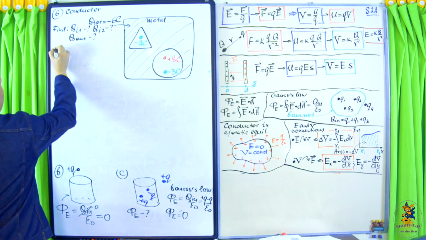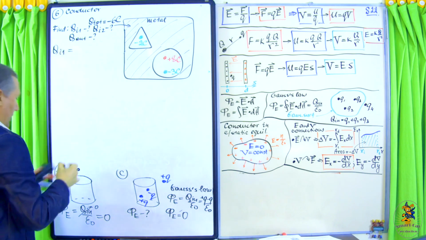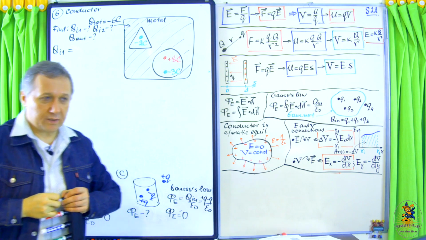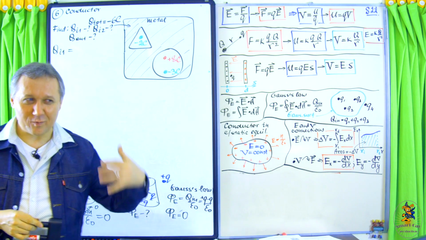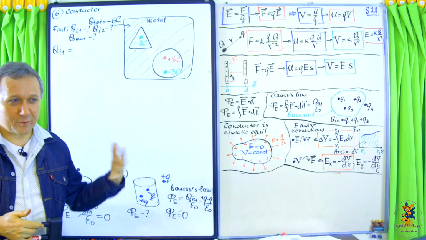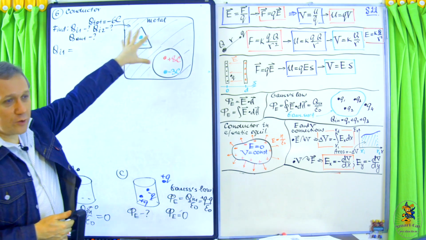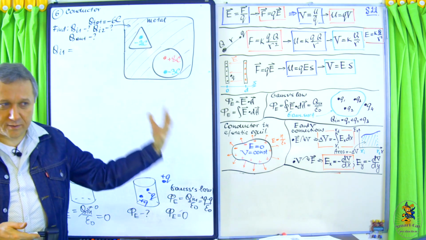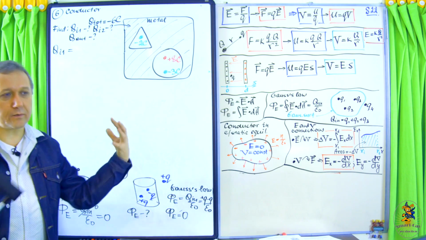So let's start with interior surfaces, QI1. You should be able to answer these questions immediately, without thinking, right? Since we've answered similar questions many times. So what happens? Again, we assume that this metal is in electrostatic equilibrium. So electrons stop running, right? Electric field inside is 0, right?